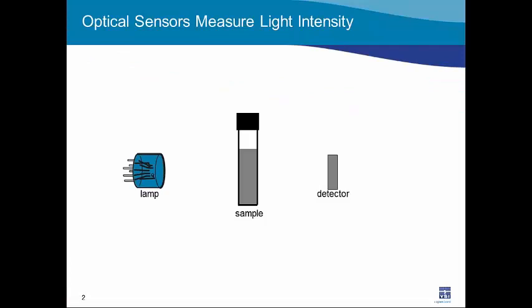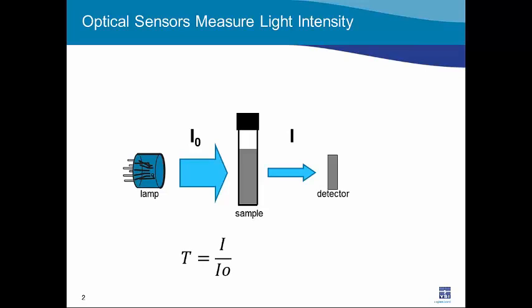Optical sensors measure light intensity. If we were to place our sample between a lamp and a detector and turned on that lamp, which shined light on the sample with a given intensity, it would be normal to expect that some of that intensity would be decreased after entering the sample, so that what reaches the detector is a lower intensity than the light originally emitted at the lamp.